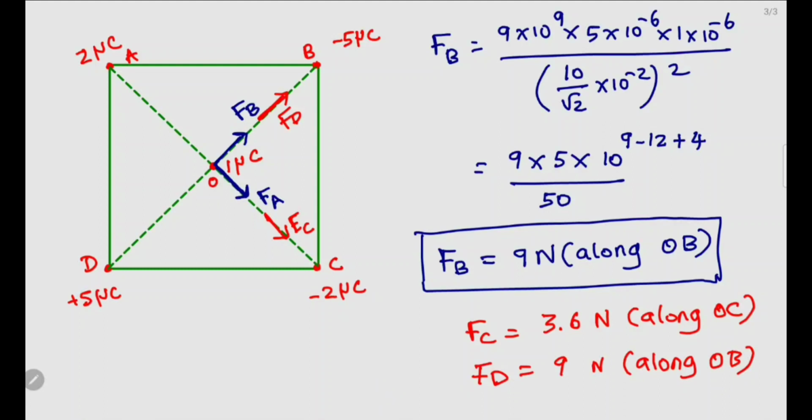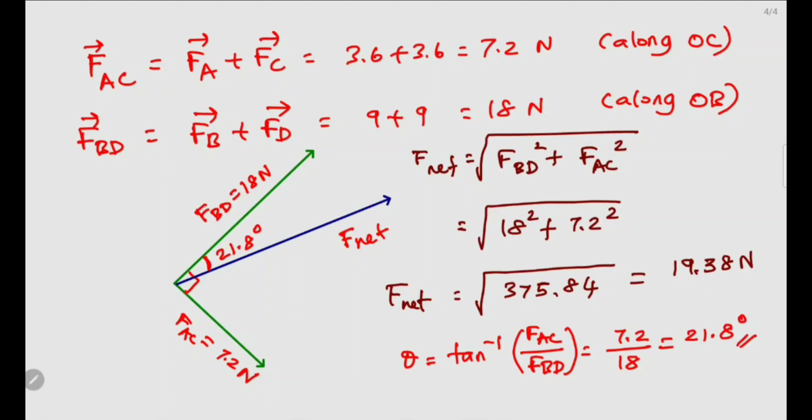See, again for the fourth one, it is a positive charge. So this positive charge will give a repulsive force. So FD also will act in the same direction of FB. Magnitude wise, anyhow, it is same. So 9 Newton. So now two forces FA and FC are acting along OC of magnitude 3.6 Newton, and FB and FD acting along OB of magnitude 9 Newton. So they will not nullify. Two 9 Newton forces are acting in this direction, and two 3.6 Newton forces are acting in this direction. Now we have to find the resultant.